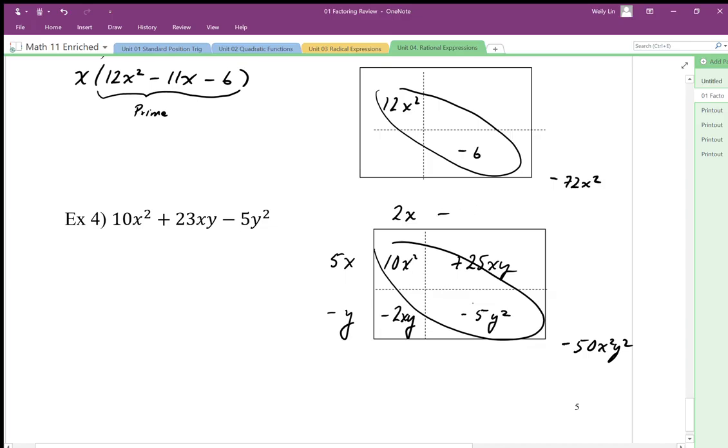Oh, sorry, it's going to be positive, isn't it? Because the negative was common this way, so this is going to be positive 5y. Just double checking, yeah, everything multiplies out to the right coefficients and the right variable parts. So there it is. There's my factored form. It's going to be 2x plus 5y times 5x minus y.